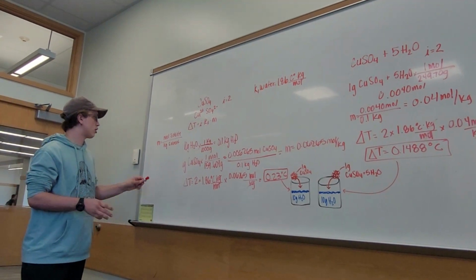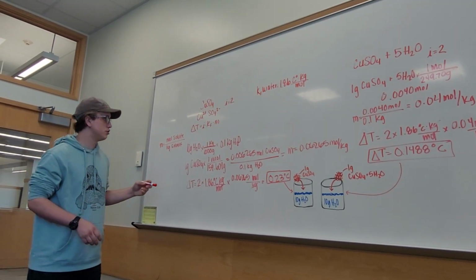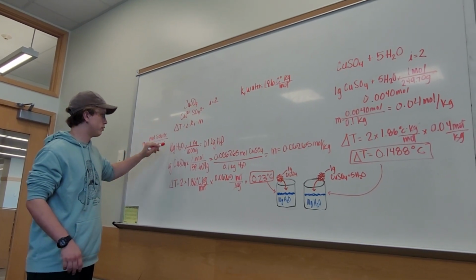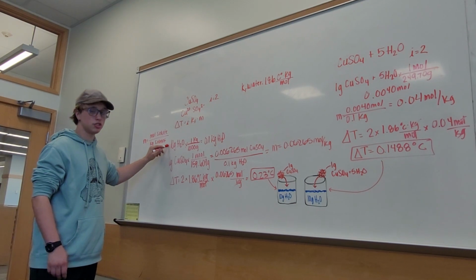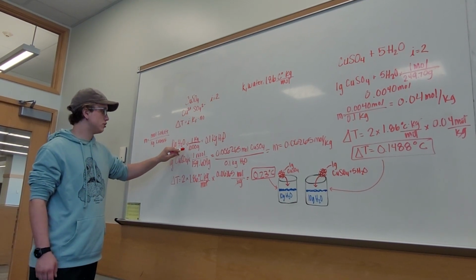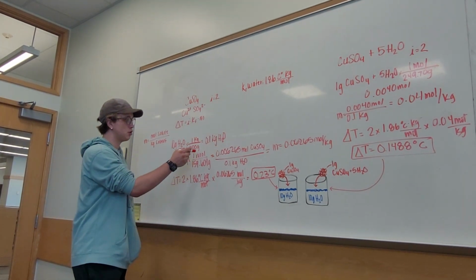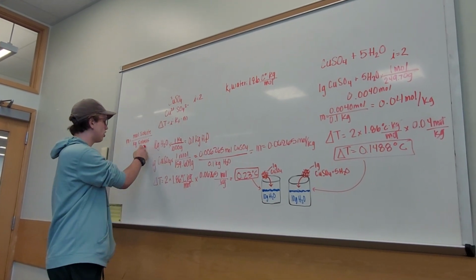Now we need to find our molality, and in order to do that, we need to get kilograms of solvent and moles of solute. We are going to use 10 grams of H2O, and you do the conversion factor of 1 kilogram equals 1,000 grams. That gets you 0.1 kilograms of our solvent.